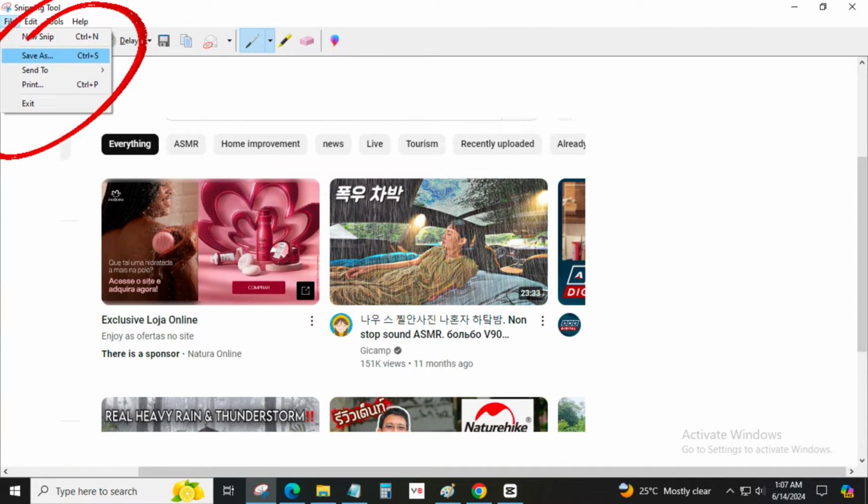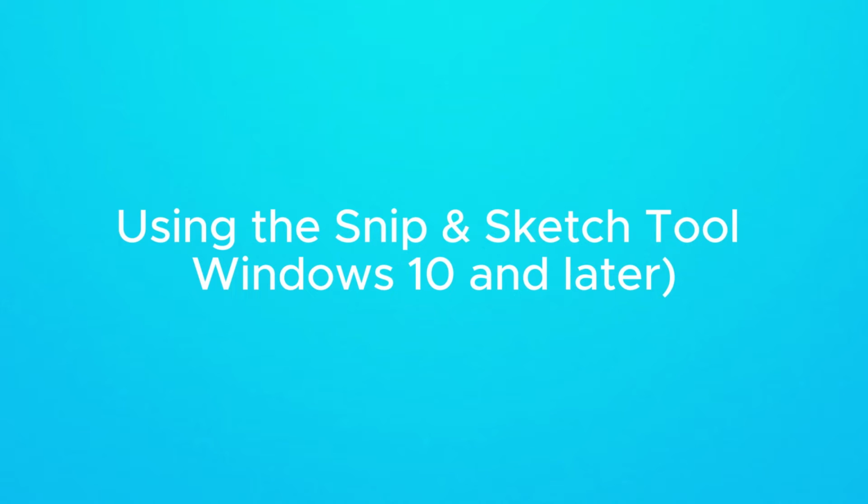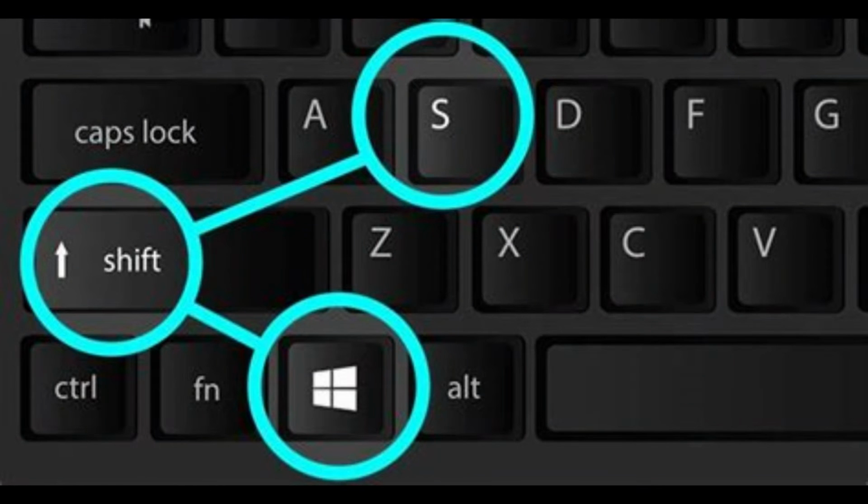Method 3. Using the Snip and Sketch tool, Windows 10 and later. Number 1. Open the Snip and Sketch tool. Press Windows key plus Shift plus S to open the Snip and Sketch tool or search for it in the Windows search bar.